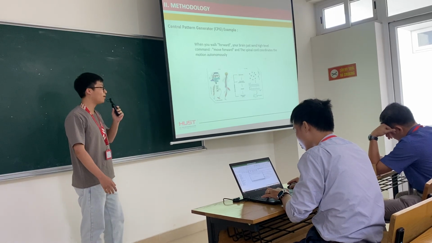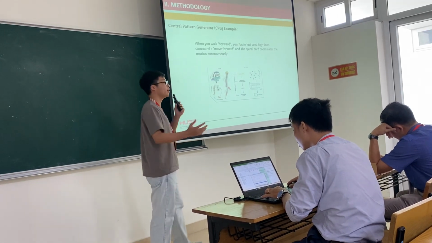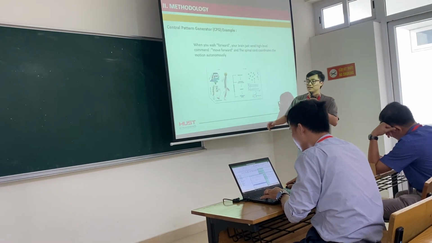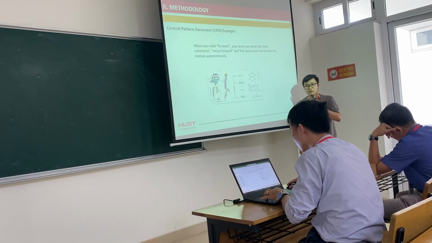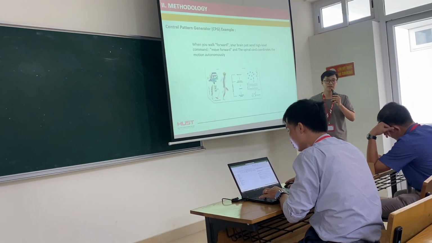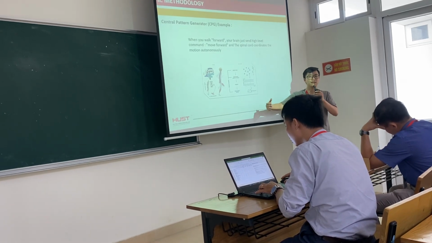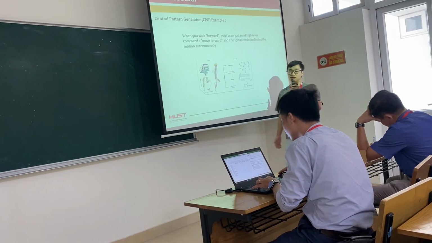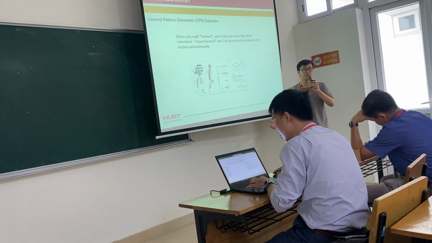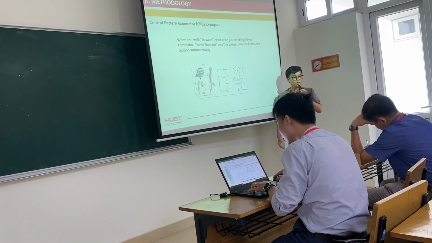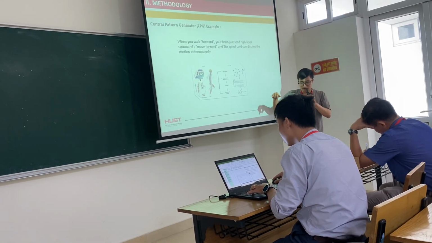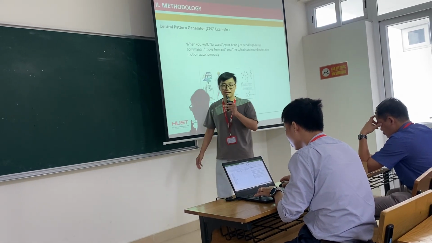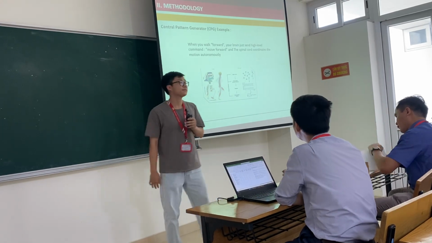So imagine when you walk forward, your brain just sends a high level command to move forward, and the spinal cord coordinates the motion autonomously. Like your left leg steps, right leg steps, and repeat. This is like a loop. This mechanism reduces the cognitive load on the brain and enables fast reflexes, such as when you step on a hot or sharp object, your foot automatically and immediately lifts.